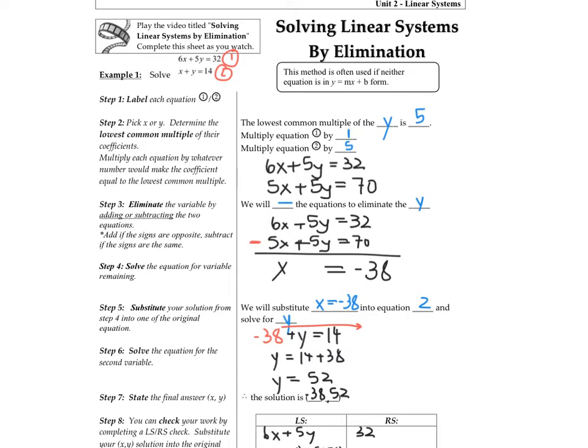Now in this example here, we could have actually used substitution because we could have isolated for x or y really easily in equation 2, but that's what I was saying about elimination. You can use it whenever you want. There aren't as many restrictions as there are with substitution.